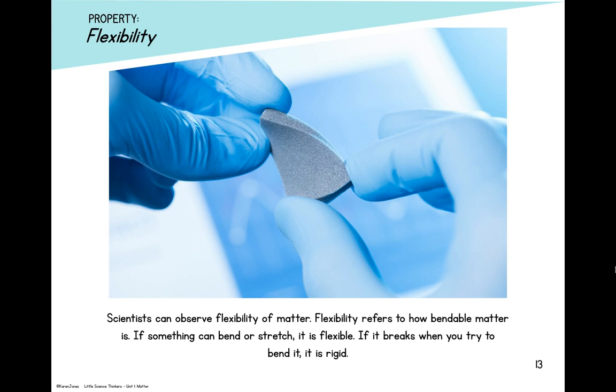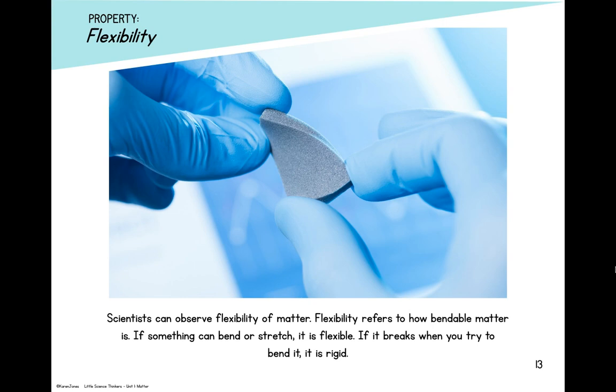Flexibility. Scientists can observe flexibility of matter. Flexibility is how bendable matter is. If something can bend or stretch, it's flexible. If it breaks when you try to bend it, it's rigid.